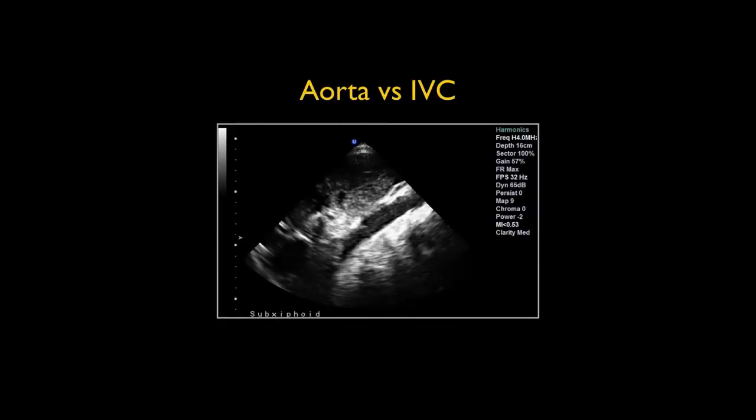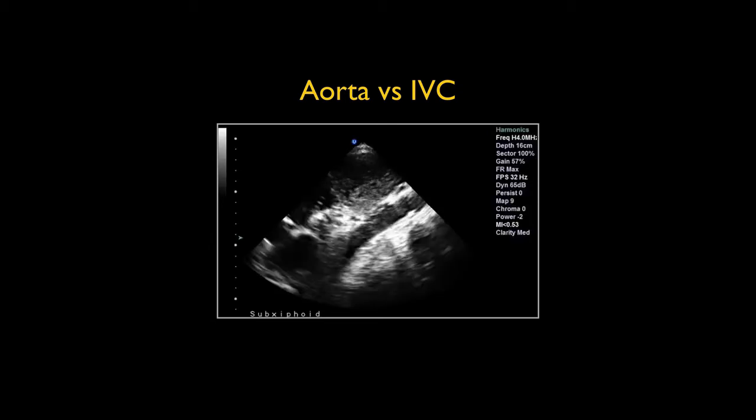Now, there is a pitfall to this. As I mentioned, when you turn the probe up towards the patient's head, your tendency is to slip just slightly towards the patient's left, which will put you directly over the aorta. Now, the aorta is a rather thick-walled vessel, very echogenic. It's pulsatile, but the IVC is also pulsatile, but the aorta also has branches, the celiac trunk, the SMA, etc. You just have to be very careful of which vessel you're looking at.